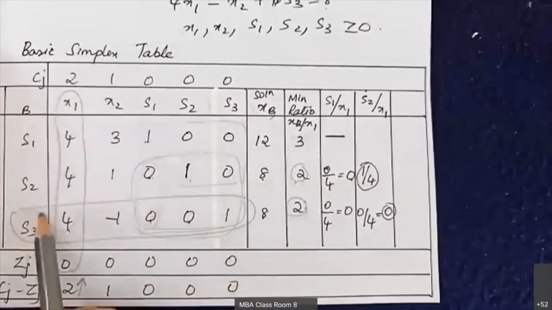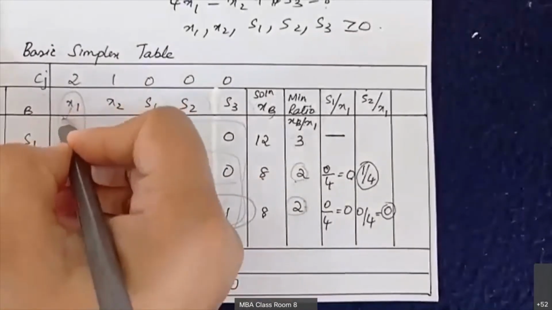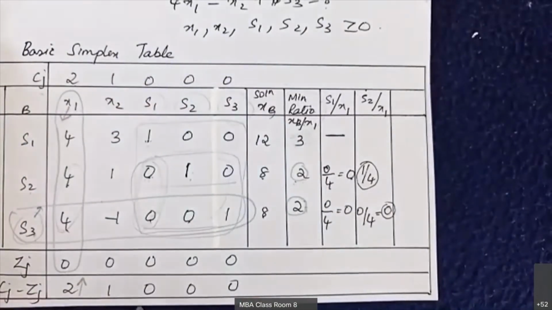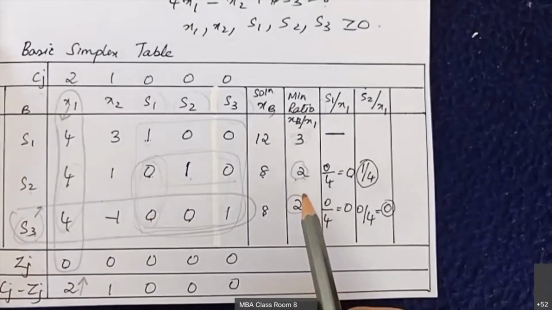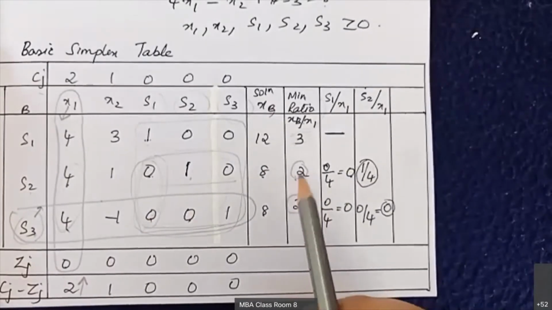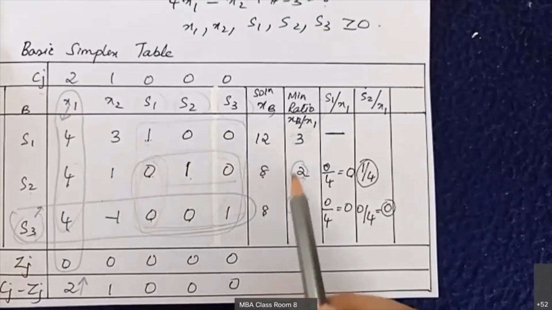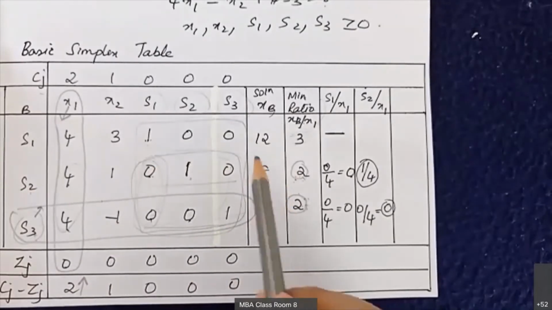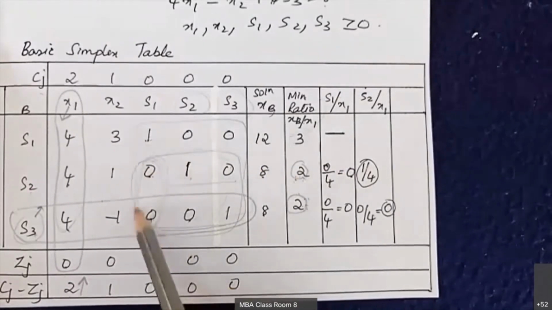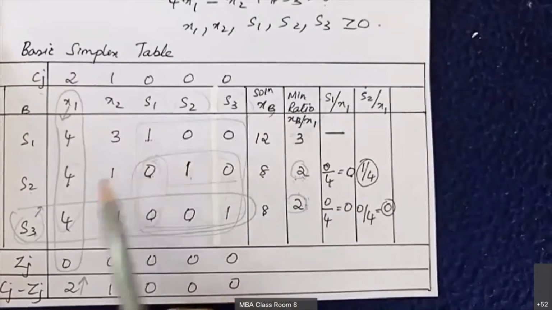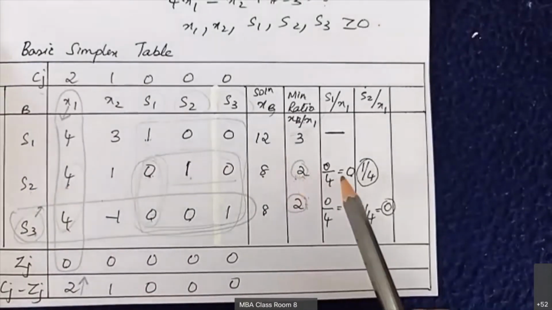So S3 is going to be the leaving variable and X1 is going to be the entering variable. Clear now? So this is how you solve a problem when you have a tie for the minimum ratio. Consider the identity matrix that corresponds to the rows that have the tie. In that you select the first column, divide the elements of the first column with the elements of the key column, then you will get the answer as 0 and 0.